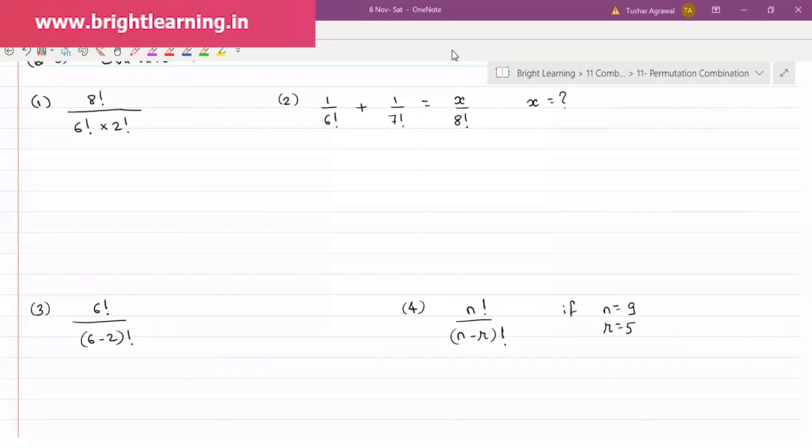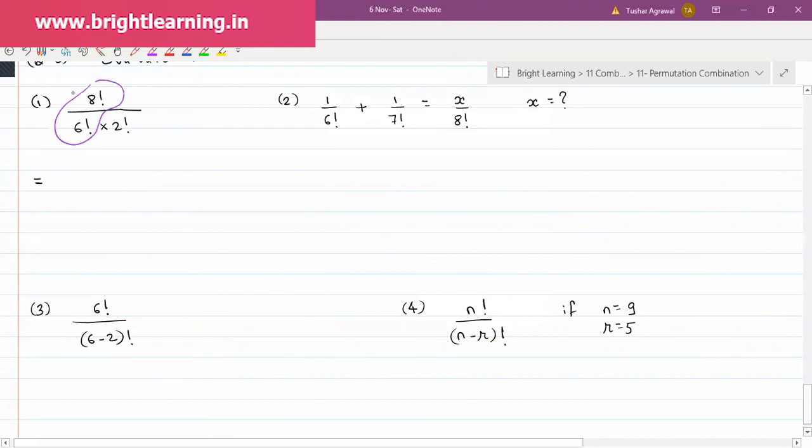Ujita, no answer comes in point. All answers are in integers. Okay. So first one, 8 factorial upon 6 factorial into 2 factorial. So if I just look at this much part, it should click to me that it is 8 into 7. Why is it 8 into 7?